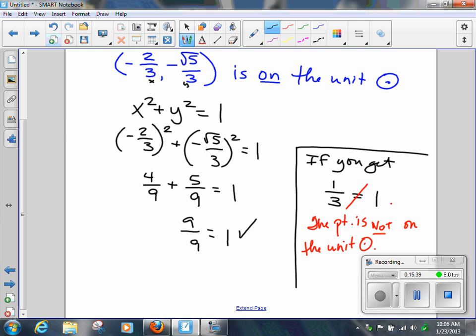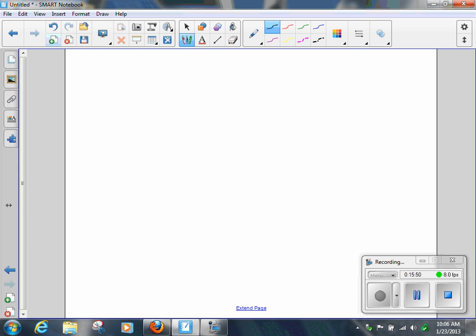Easy, right? Very easy. Hey, so if it's a true statement, the point's on the unit circle. False statement, not on the unit circle. Here we go. Let's locate a point on the unit circle.